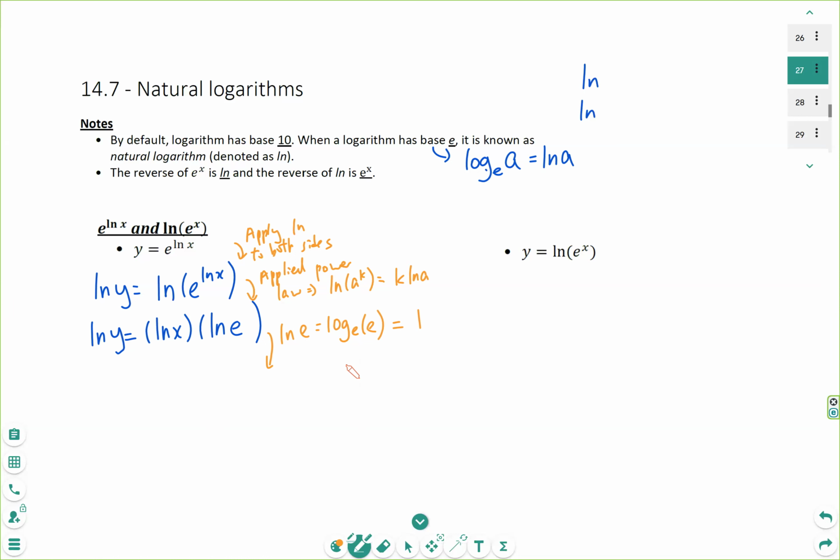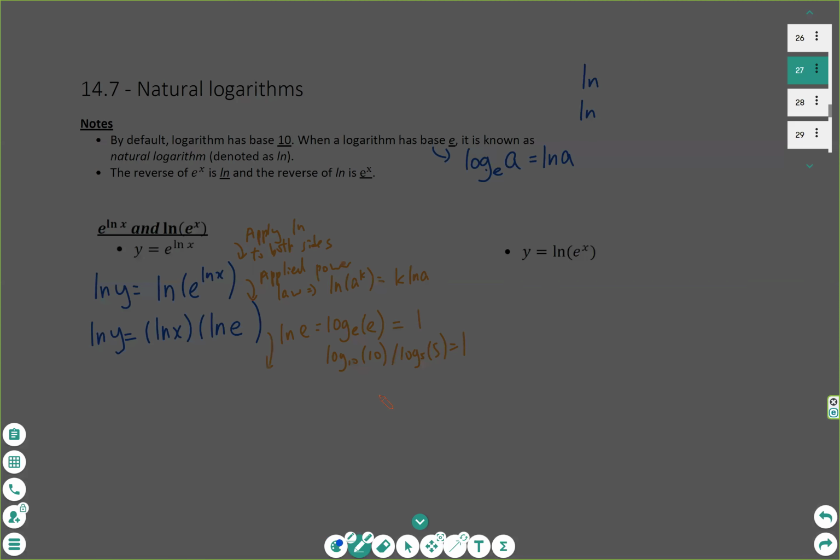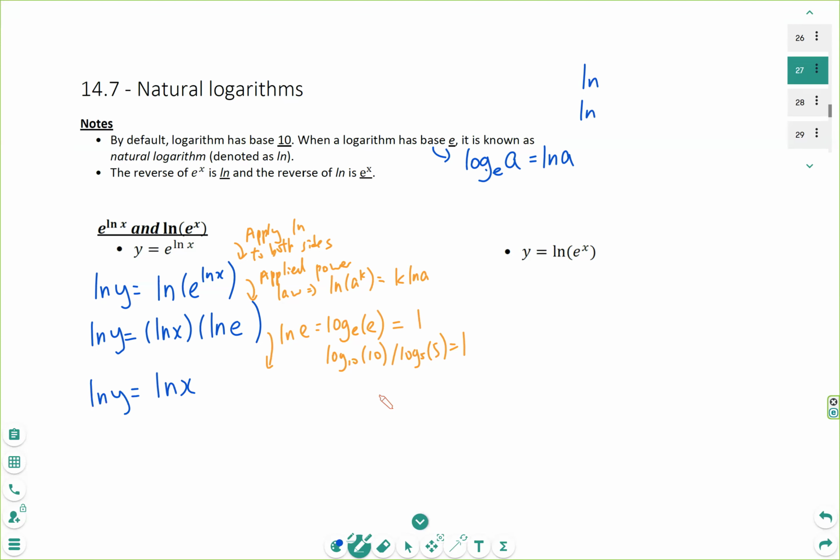If you don't know what I'm saying, try putting log base 10 of 10 or log base 5 of 5 in a calculator. We know that always equals 1. So ln e is the same as log base e of e, which is 1. The next step becomes ln y equals just ln x, because that cancels out to 1. So ln y equals ln x, therefore y equals x. What I tried to prove here is that if y equals e to the power of ln x, then the e and ln cancel out, and y will equal x.